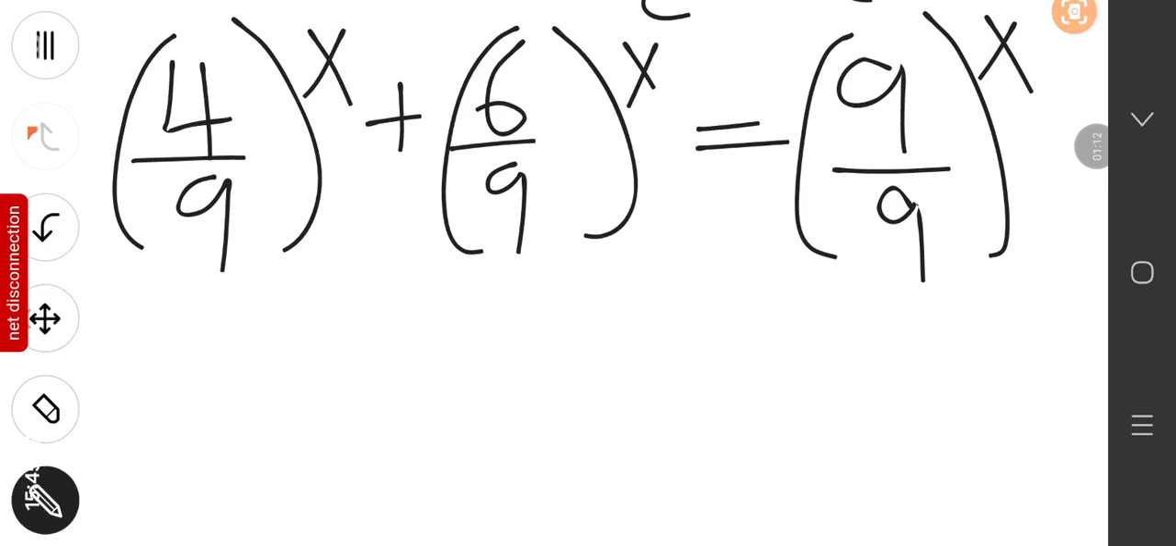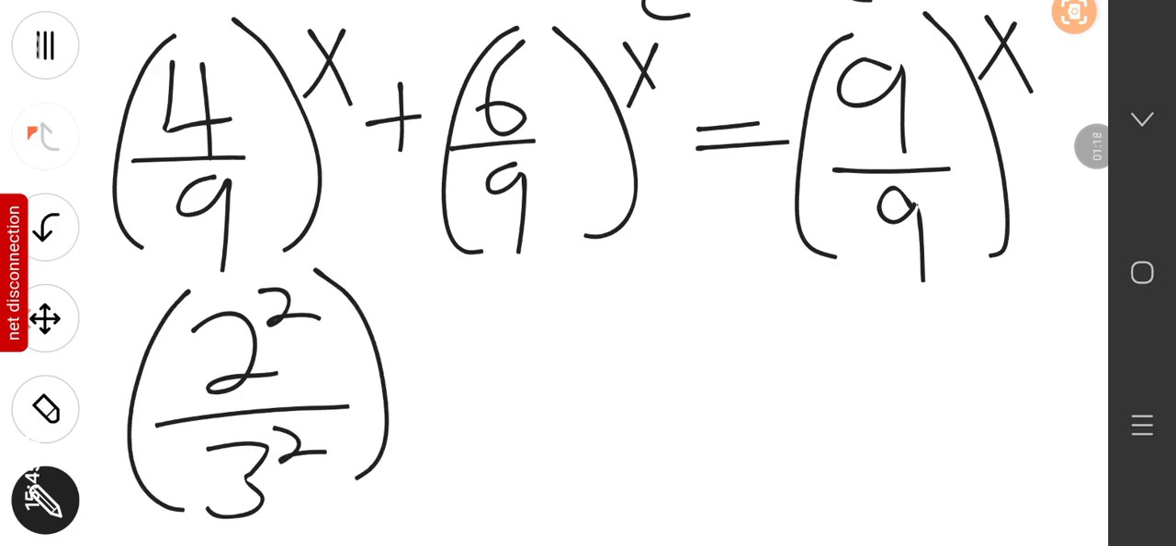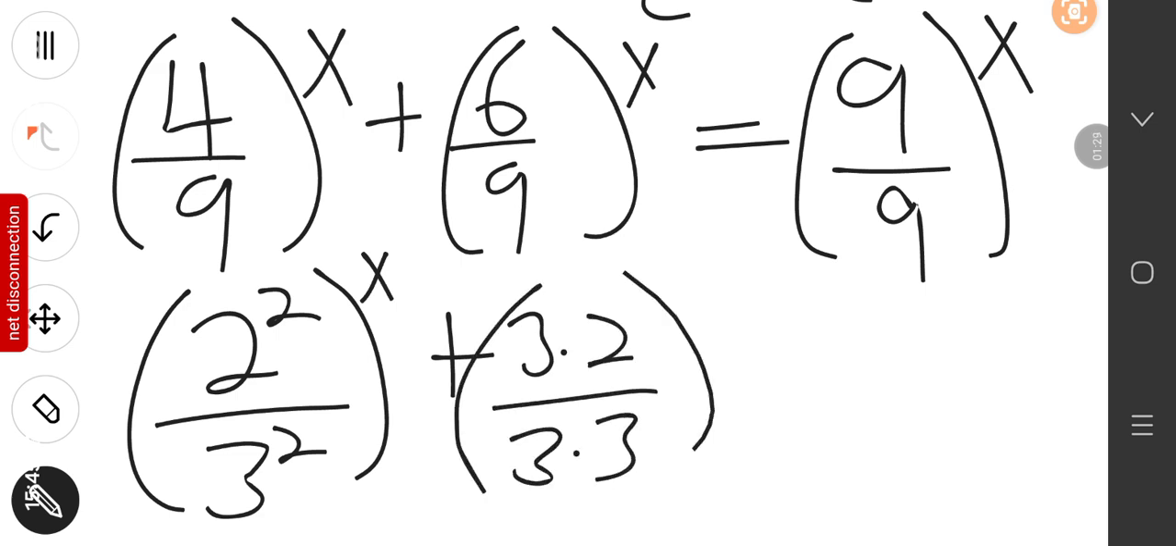Alright, so our equation becomes 2 exponent 2 over 3 exponent 2, all in a bracket exponent x, plus, and we can write 6 as 3 times 2, and then 9 as 3 times 3. Now 9 over 9 is the same as 1, and 1 exponent x is 1, okay? So 1 exponent x is 1.